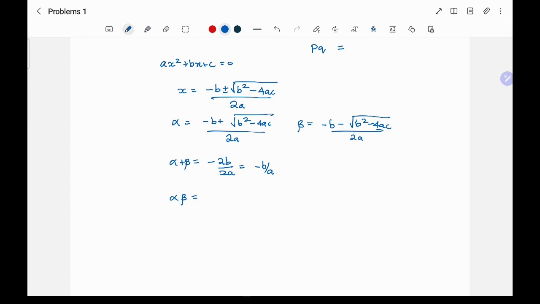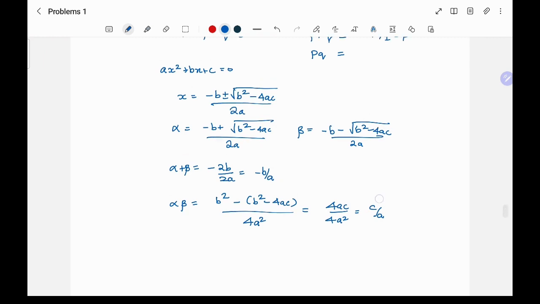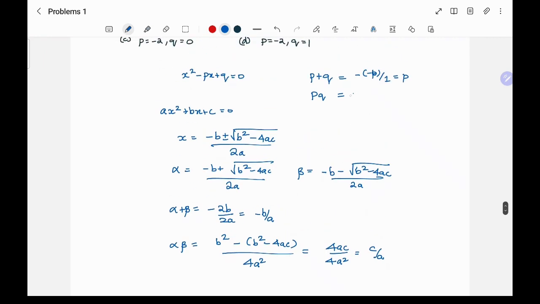Okay, and the product of the roots, alpha into beta. So what we'll have, numerator is a plus b into a minus b, so we'll have a square minus b square, divided by denominator, we just multiply 4a square. So what do we have? 4ac by 4a square, which is nothing but c by a. So p into q is c by a. What is c here? It is q by 1, which is nothing but q itself.